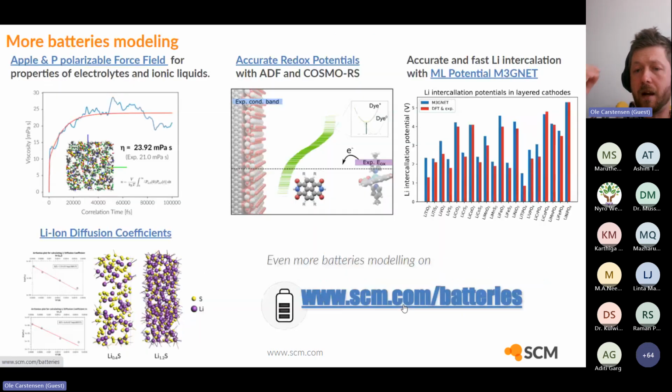Okay. Now that actually brings me to the end of my presentation. I just want to outline some more interesting applications from battery modeling that are not or only partially ReaxFF. The first one being that we also have APPLE&P polarizable force fields. So this is not a reactive force field, but a polarizable force field. What makes it special is that it was specifically made for electrolytes and ionic liquids, so that yields very nice results when you want to study electrolytes. Worth a look if you're interested in that.